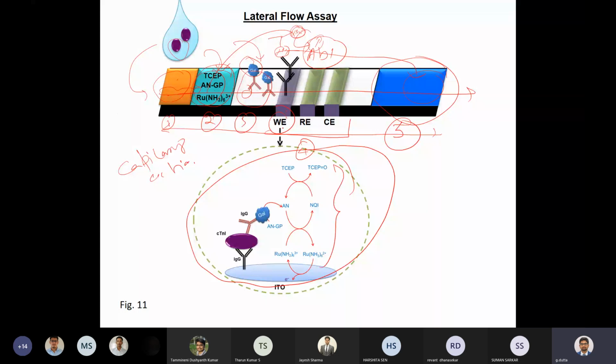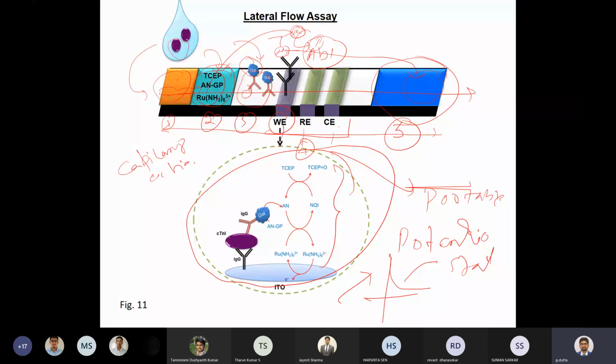Then the working, reference and counter, these three parts you have to connect with the instrument that is called a portable potentiostat. In the portable potentiostat you can apply some potential, you can get chronoamperometry or chronocoulometry or cyclic voltammetry that you can measure.